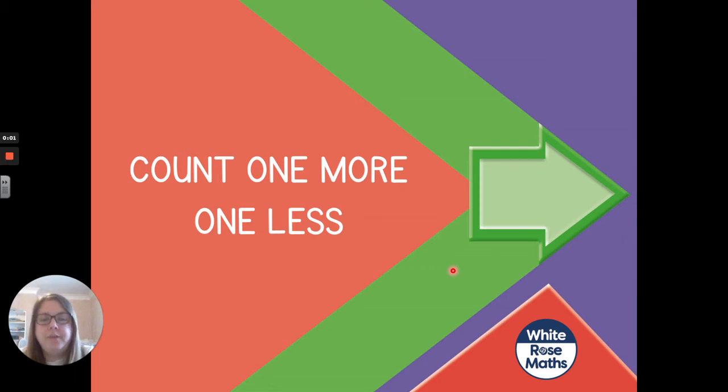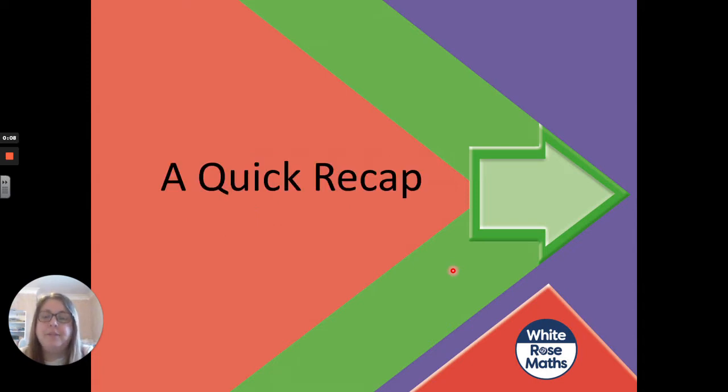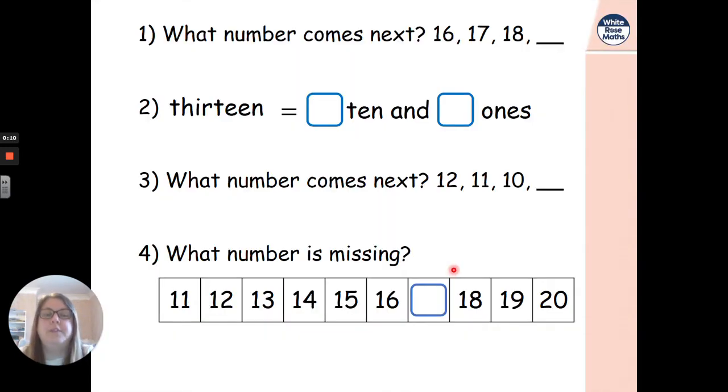Everyone, now we've got used to our tens and ones and numbers to 20, we're going to think about one more and one less. But before we do that, let's have a quick recap of tens and ones and sequence work. So what number comes next? 16, 17, 18? It's 19, isn't it? Well done.